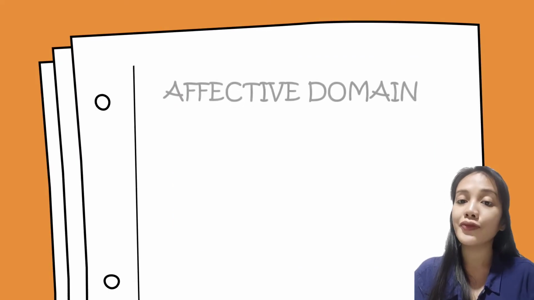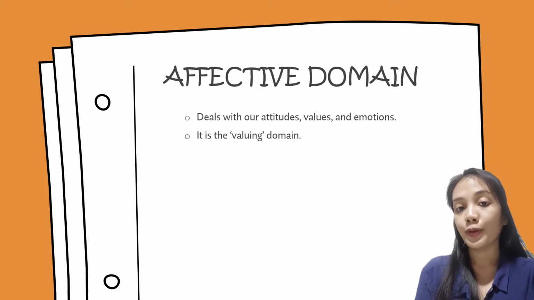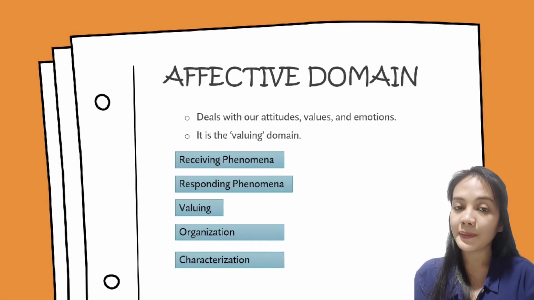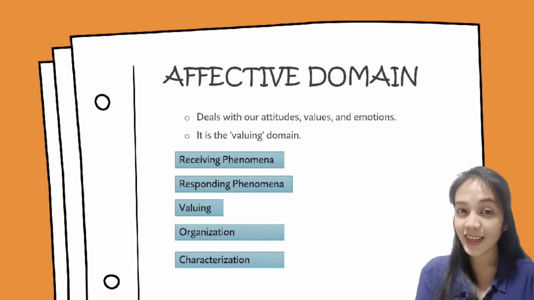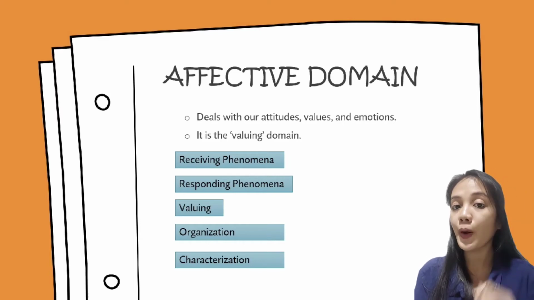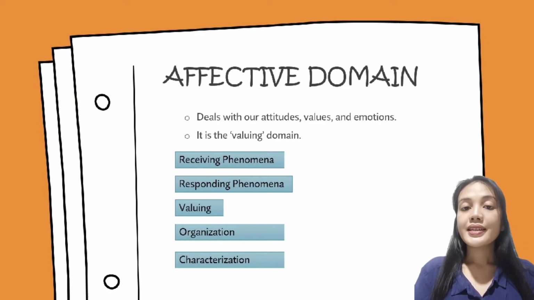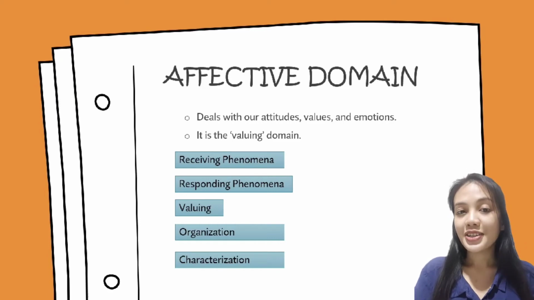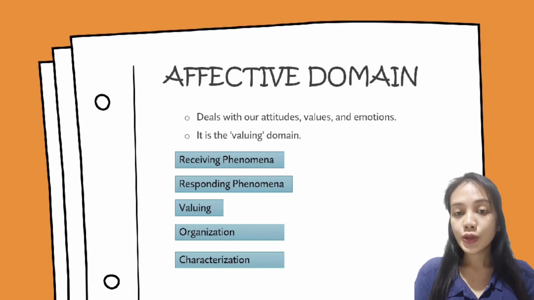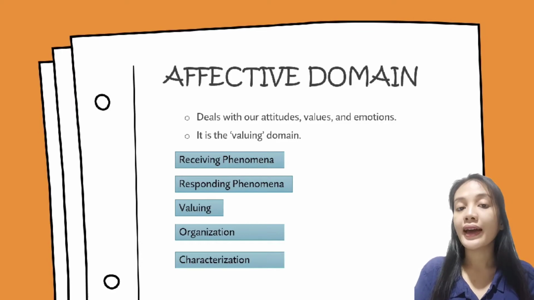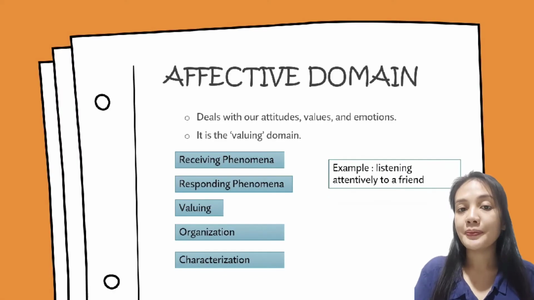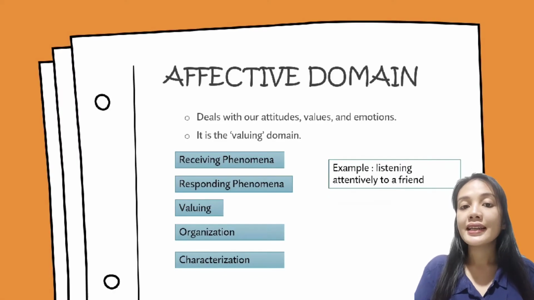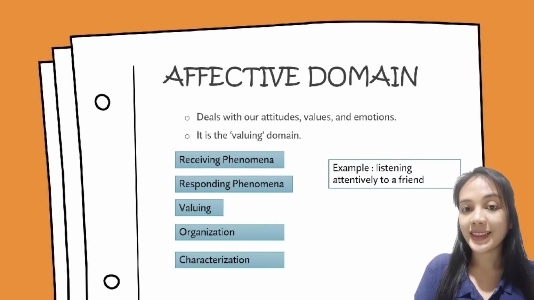Affective domain involves our feelings, emotions, and attitudes. It is the valuing domain. This domain is categorized into 5 subdomains. First is receiving phenomena, responding to phenomena, valuing, organization, and characterization. Example of receiving phenomena: listening attentively to a friend.